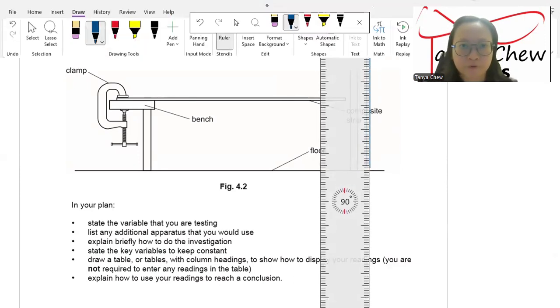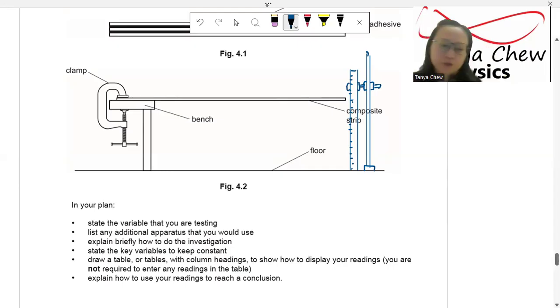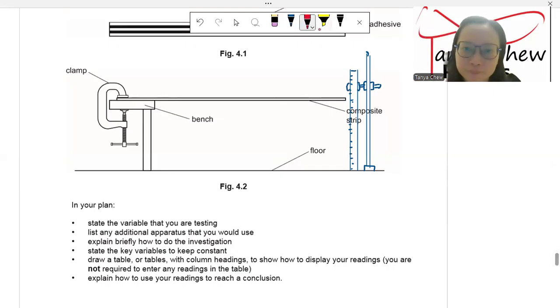Now this is my retort stand. Even though it looks like the scales are different from a meter rule, this is my meter rule. It must be clamped to a retort stand, and then I place a mass here, a load. And then, the bending part. This is very important. How do I draw it? I tried my best.